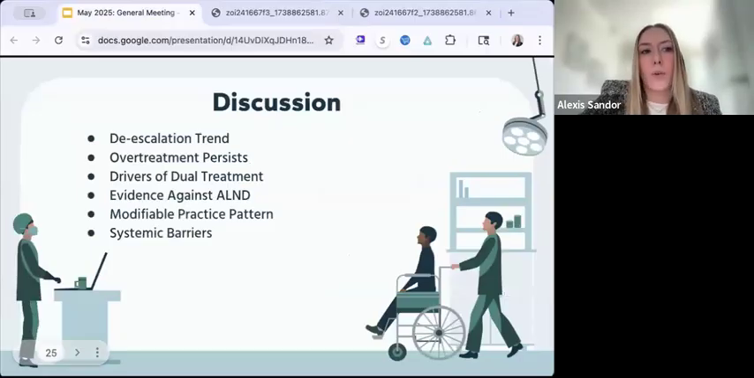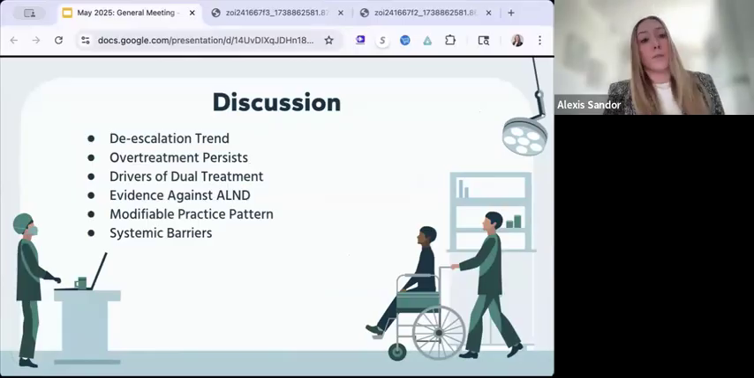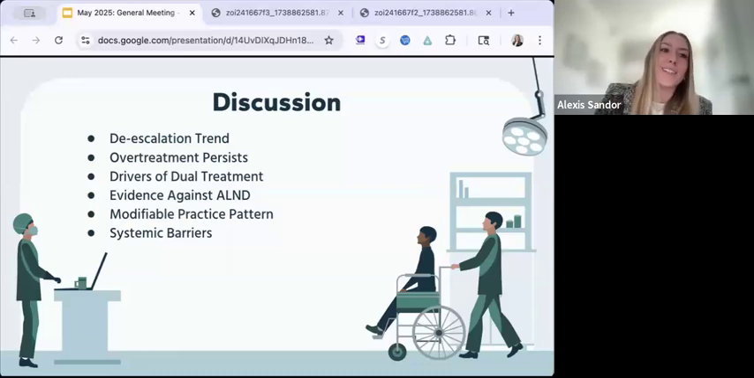So let's discuss some key points. First, the de-escalation trend. In the US, there's obviously a clear shift from axillary lymph node dissection toward an increased use of post-mastectomy radiotherapy alone for patients with limited nodal burden. And this is actually consistent with global trends and the influence of the American College of Surgeons Oncology Group Z0011 trial. Unfortunately, overtreatment still persists.